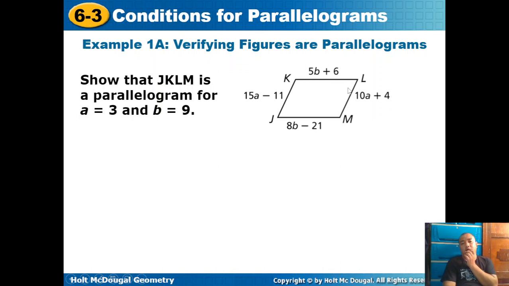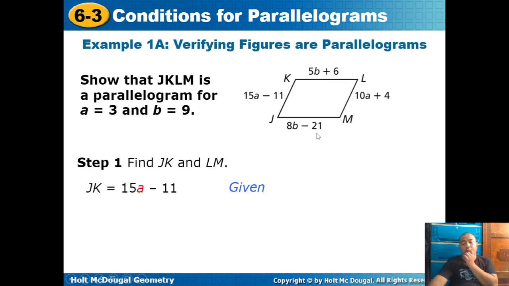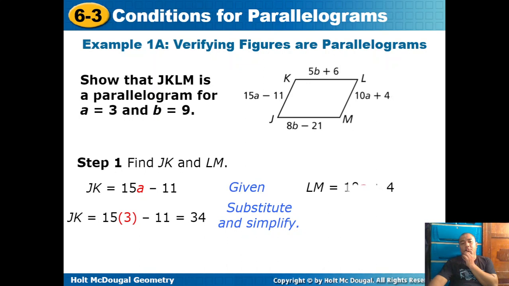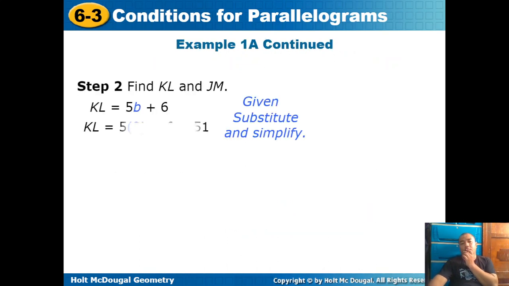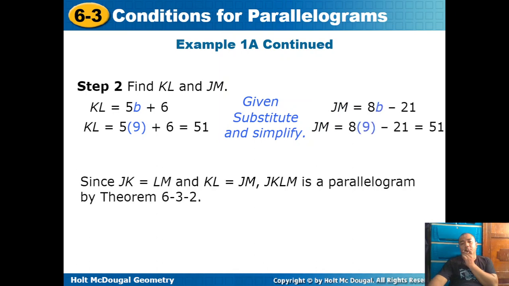How about this? KL: 45 plus 6, 51. 72 minus 21, the same. So, I think it's a parallelogram. JK is 34. LM is also 34. And what we got earlier, 51. Okay. Since two pairs of opposite sides are congruent, therefore JKLM is a parallelogram by Theorem 6-3-2.